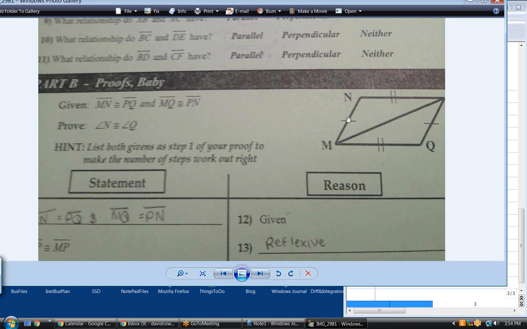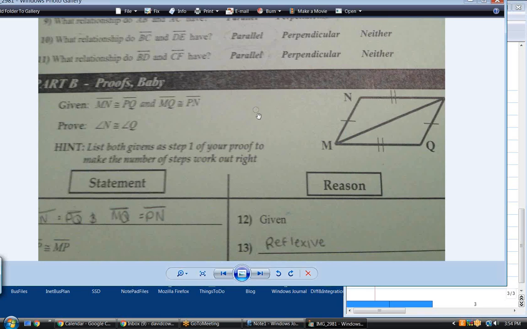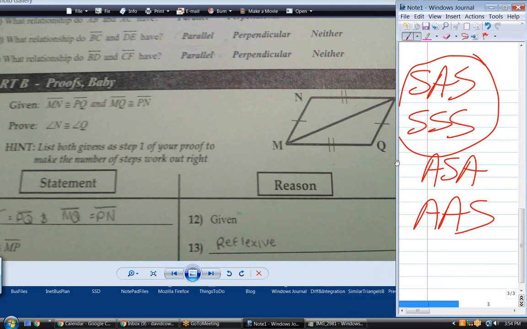In other words, this hash mark being equal to that hash mark means we have a side that's congruent. This hash mark being equal to that hash mark means we have a second side that is congruent. So we have one of these two situations going on. We know we start out with two sides. So to prove congruency, we need either an angle or another side, the third side. Can you prove any angles are equal?